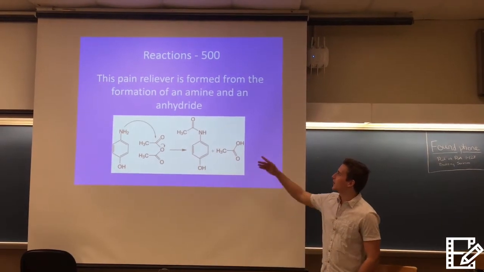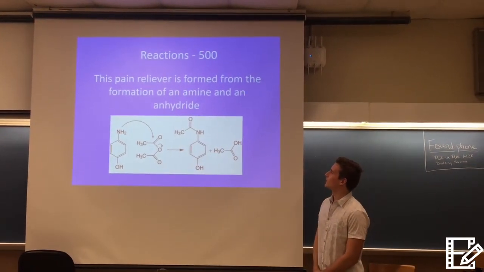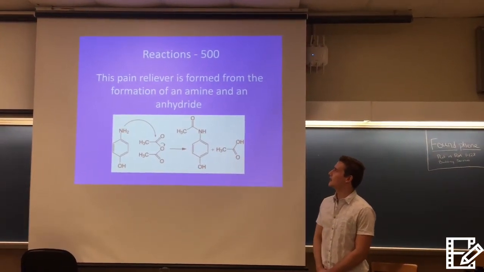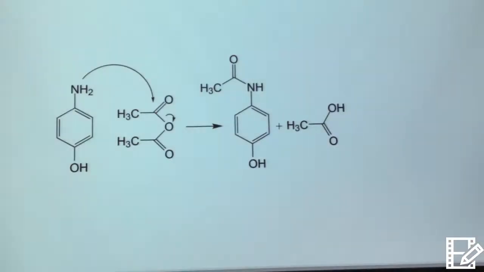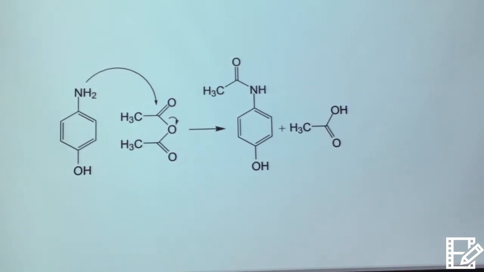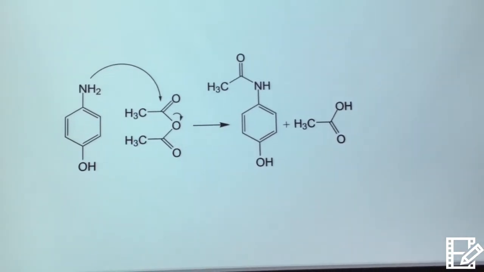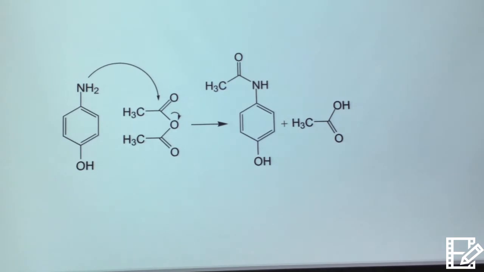Reactions for 500. This pain reliever is formed from the reaction of an amine and an anhydride. What is acetaminophen? That's correct. Acetaminophen is an amide, which is formed from the reaction of an amine and an anhydride. I'll take reactions for 750.